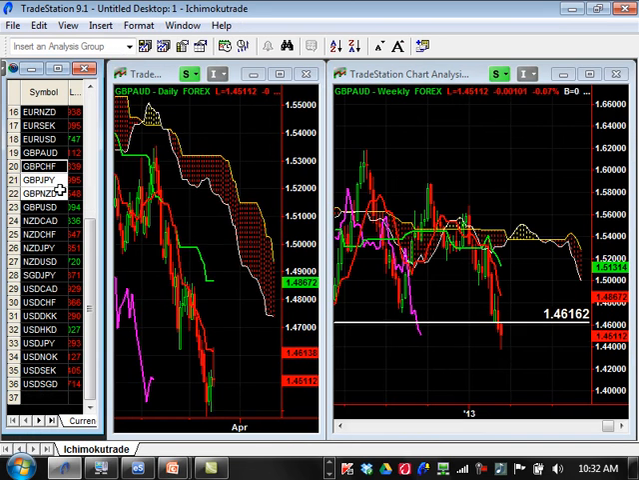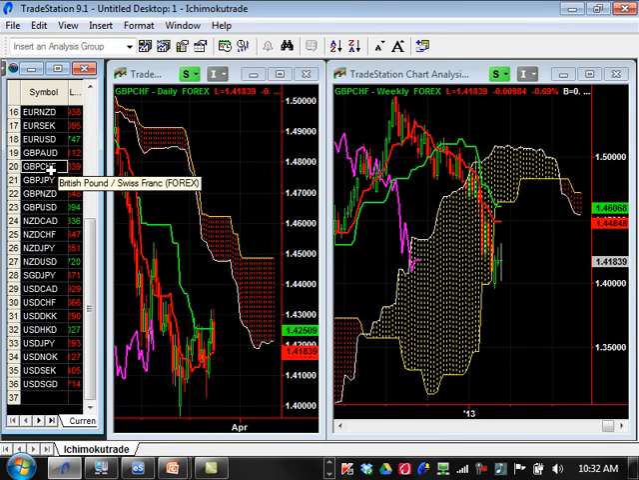If you're in it, that's great. If you're not, be very careful to add any positions on it right now. Pound Swissy just came out of the clouds. Sentiment's bearish here.